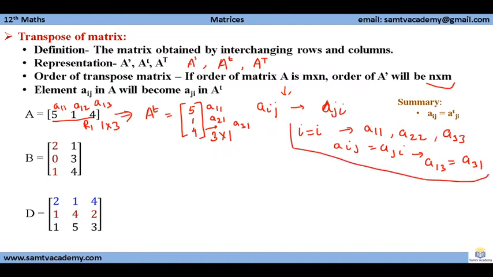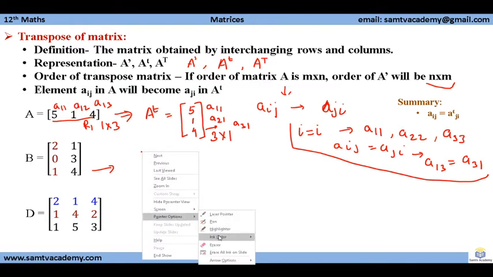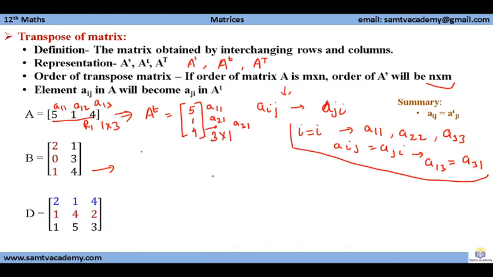This is for understanding. Now let's see another example. We'll change the color of the ink. Okay, so now let's see this example. Here we will change this, as it has a different color, column 1 and column 2. Here we will change columns. B transpose will be rows. Column 1 will be changed to a row, so it will become 2 0 1, and column 2 is changed to a row, it will become 1 3 4.